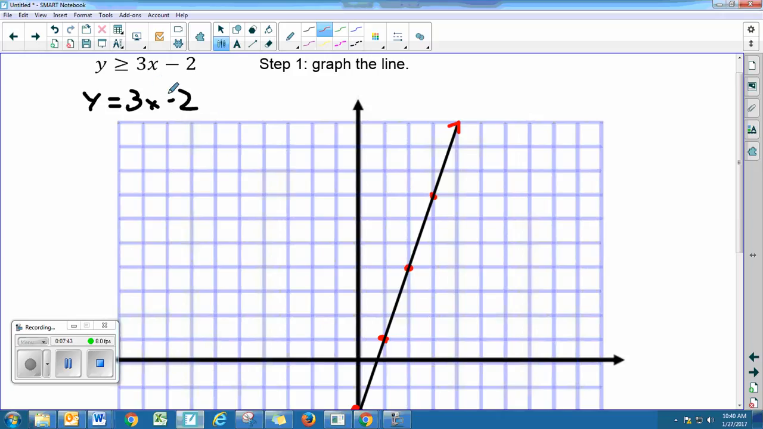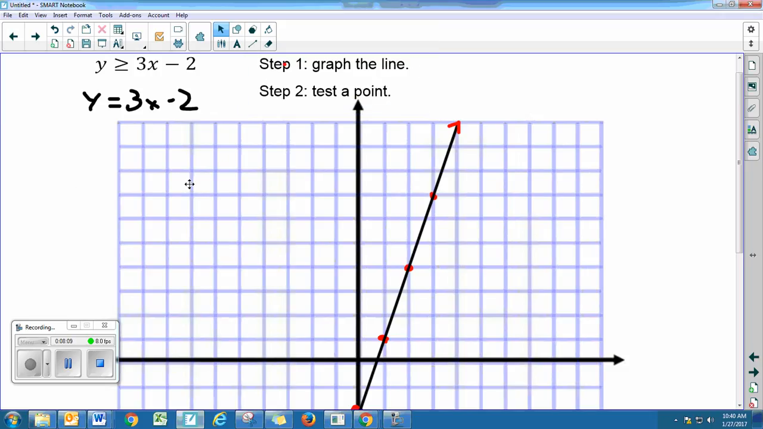Well, we don't always just go with the top or the bottom because y has to be bigger than something. So I'm not just going to shade the top or the bottom; that doesn't always work. So the second step, write this down. Step 2: test a point.